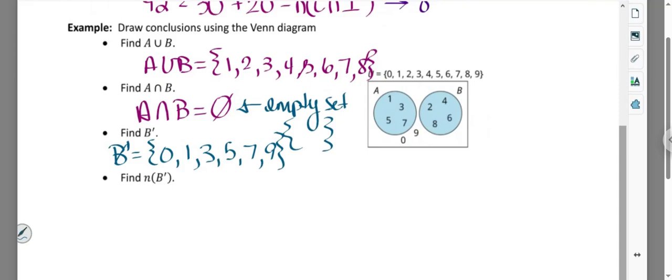How many numbers are in this complement? 6. So that's the cardinality of it. So again, that in front is just asking how many items are in it. Okay.